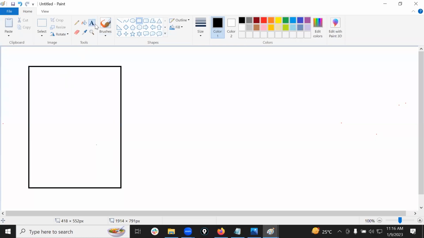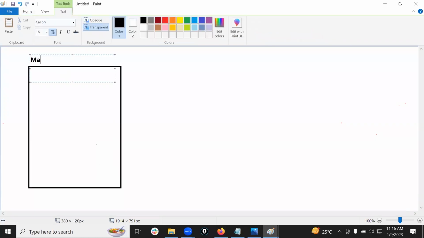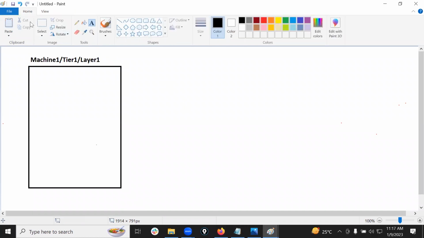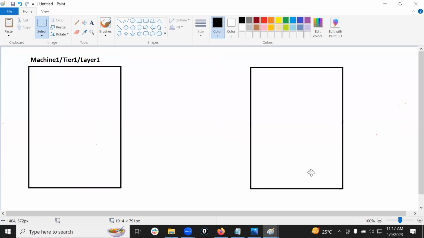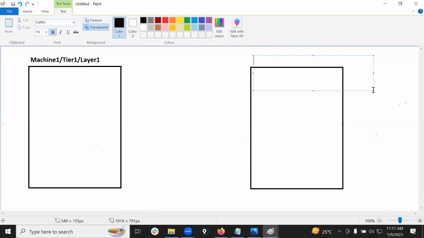So let's say the first computer, I can say machine 1. I can say tire 1. Even I can say layer 1. All names are pretty much the same. So I can say machine, computer, tire 1, layer 1. And now I will take another computer here. This is my another computer, and let me mention this as machine 2. Machine 2, computer 2, tire 2, and layer 2.